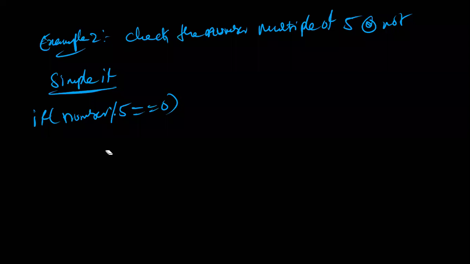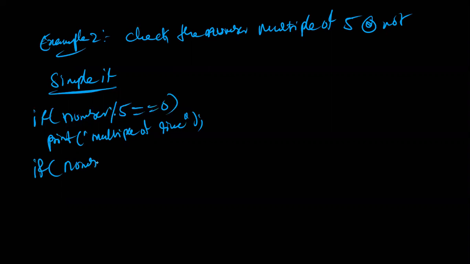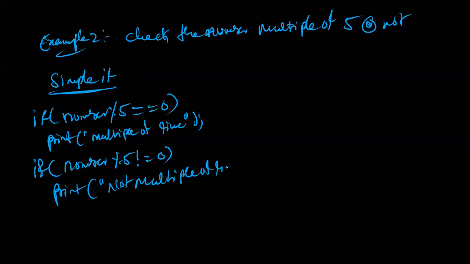You print multiple of 5. Again, if it is not, you have to write again if number modulus 5 not equal to 0, print not multiple of 5. So two conditions you have to write.